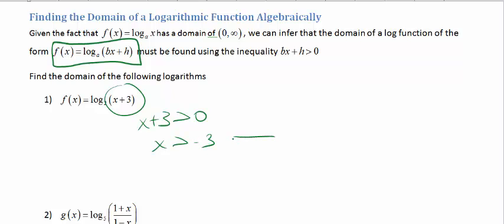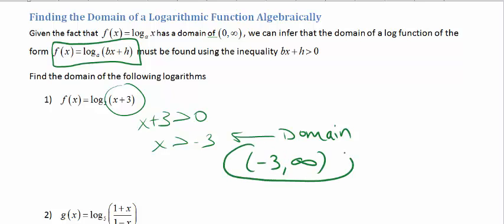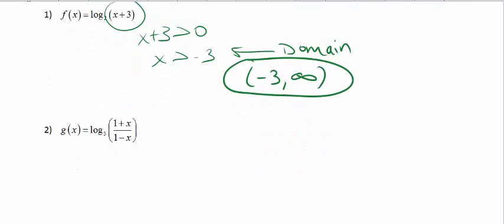And this is our domain. Granted, we've been writing that as -3 to infinity, and that'll be more evident as we graph, but let's try another one. So we're going to set the parentheses equal to 0. That's kind of a bigger pain for this one, isn't it? So we're going to have (1 plus x) over (1 minus x) is greater than 0.